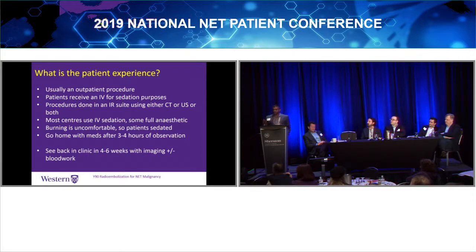So what's the patient experience for all this? Usually an ablation is an outpatient procedure. Patients come through an area where they're prepped and recovered, where they get an IV, and we use that IV to sedate people. In some centers they'll do a general anesthetic, but in our center we typically use moderate sedation, similar to a colonoscopy. The burning obviously can be uncomfortable, so that's the part where we give the double shot of tequila or something good through the IV. Usually we keep people for a few hours afterwards to observe them, much like a biopsy, and they go home after a few hours of observation.